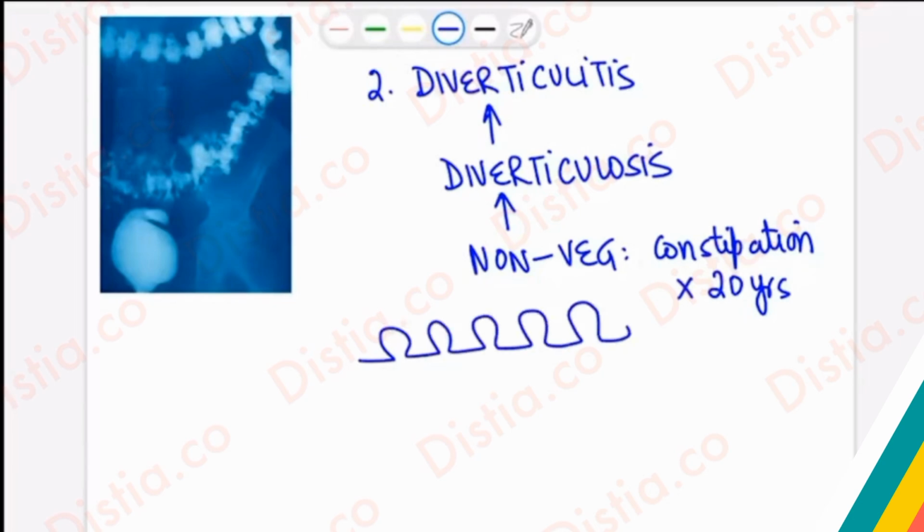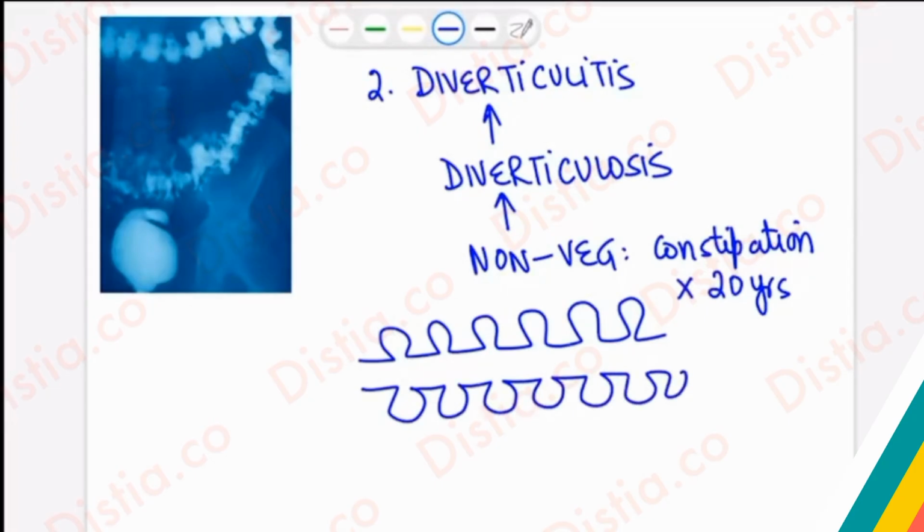Please remember that diverticulosis and diverticulitis are commonly seen in the sigmoid colon. You are aware that the most dilatable part of the colon is the cecum. Similarly, the narrowest part of the colon is the sigmoid colon. So the sigmoid colon takes the maximum impact in constipation. I repeat that again: the widest and most dilatable part of the colon happens to be the cecum, and the narrowest part of the colon happens to be the sigmoid colon. So here the sigmoid colon is taking the hit.